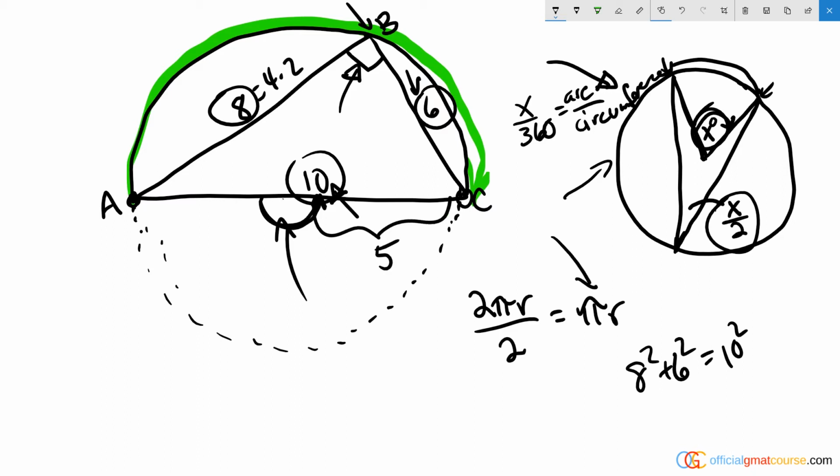And if the radius is 5 and we're looking for pi r, then that makes this 5 pi, and that gets us to answer choice E.